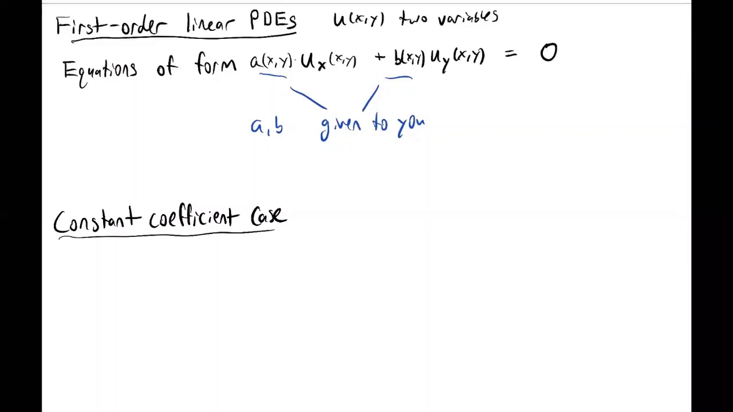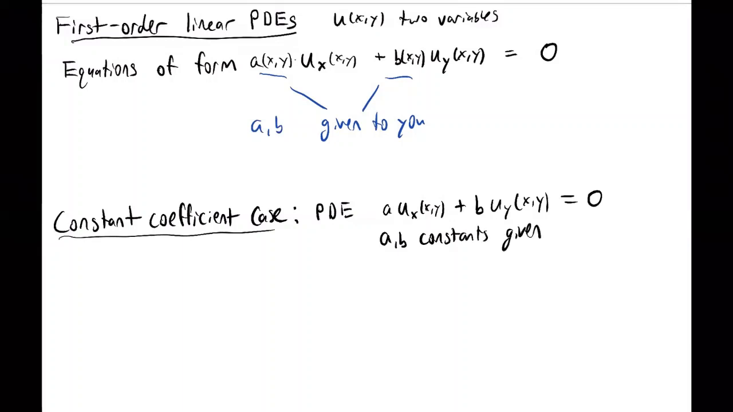In the constant coefficient case, the PDE we're going to look at is just a times u_x plus b times u_y is equal to 0, where a and b are some constants that are given to us. For example, maybe 3 times u_x plus 2 times u_y is equal to 0. A partial differential equation that looks something like this is a typical example of this type of problem.